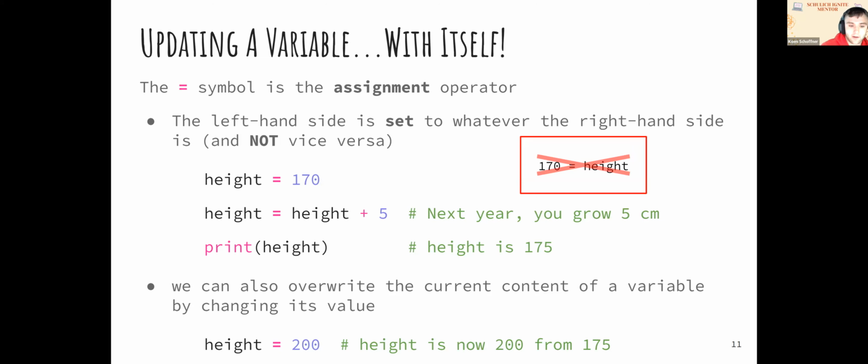Keep in mind though, if we had a line like this, if we said height was equal to 200, we will have completely overwritten the value of height when it was 175 and the value will be changed to 200. So if we had another print statement underneath here, we would see 200 get printed out.